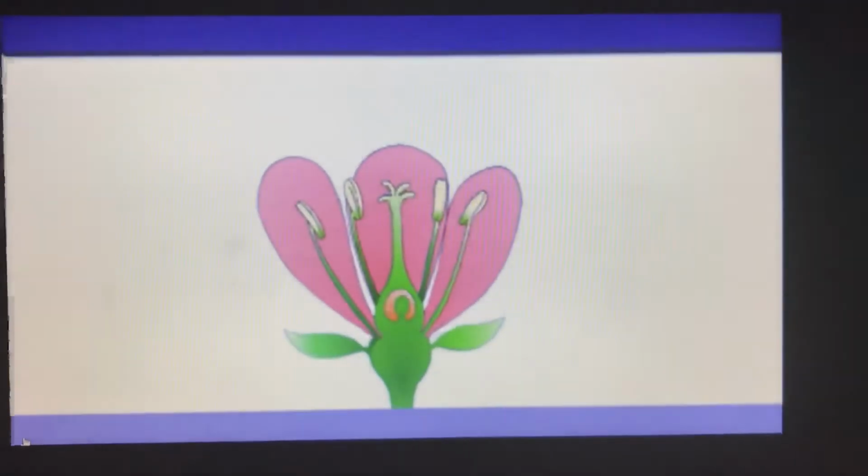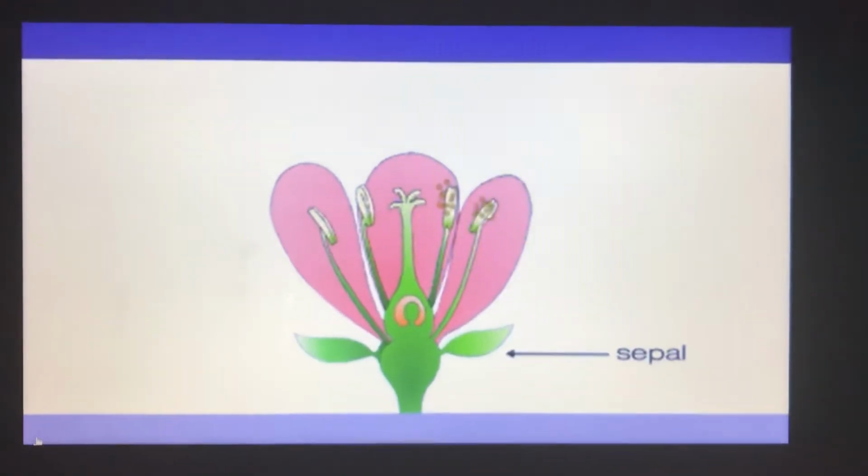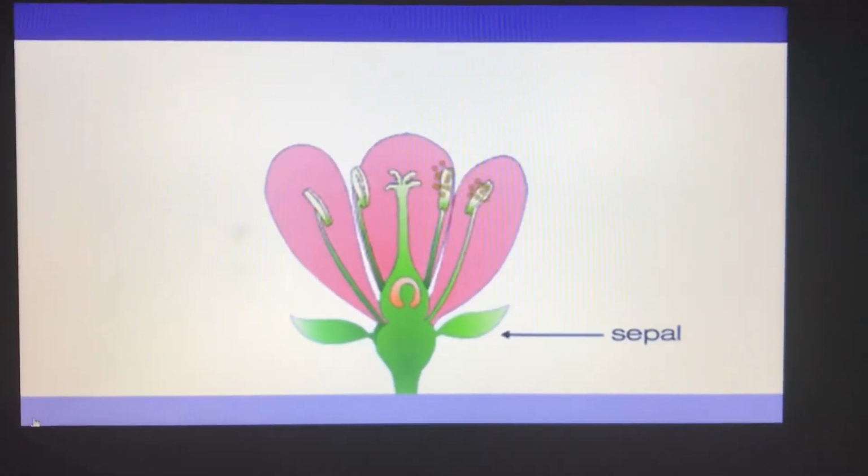The part that surrounds the flower as it grows is called the sepal. The sepal has two jobs. The first job is to protect the flower bud before it opens. After the flower blooms, the sepal supports the flower.